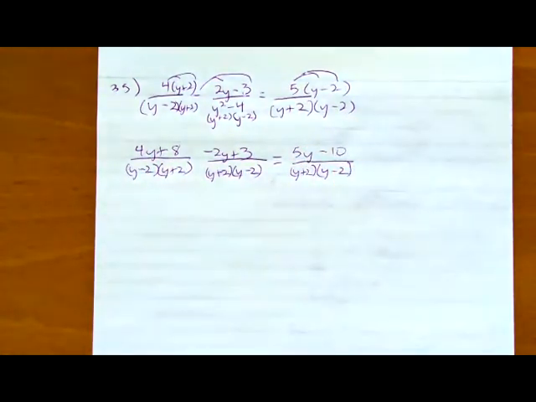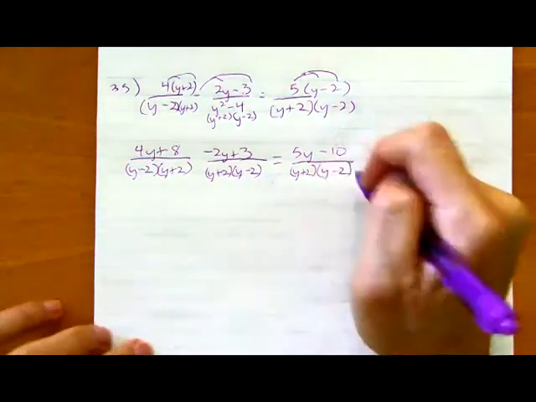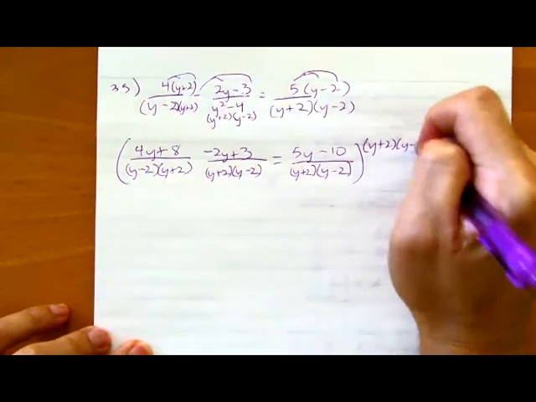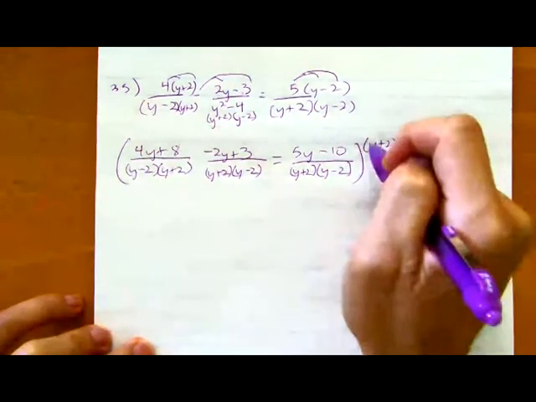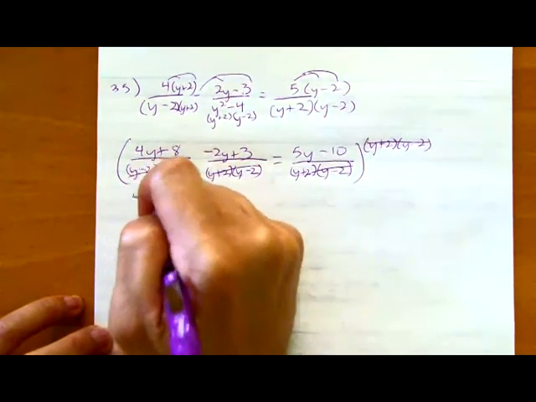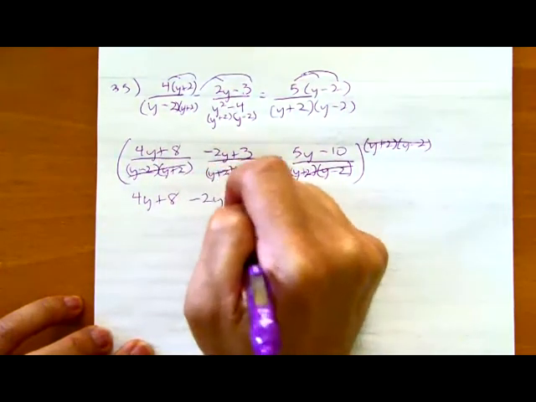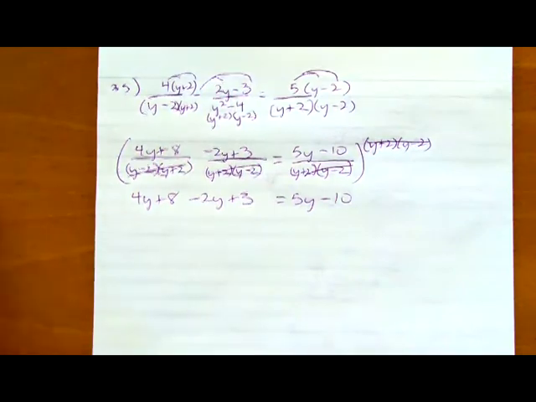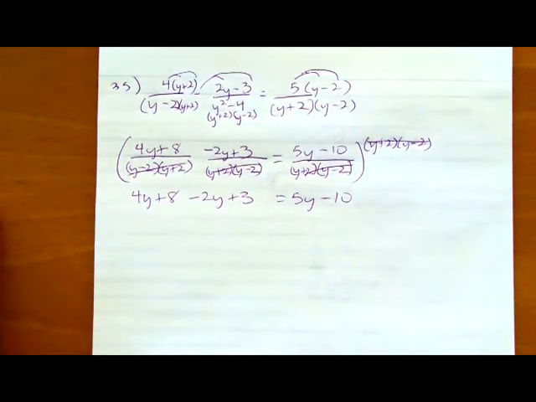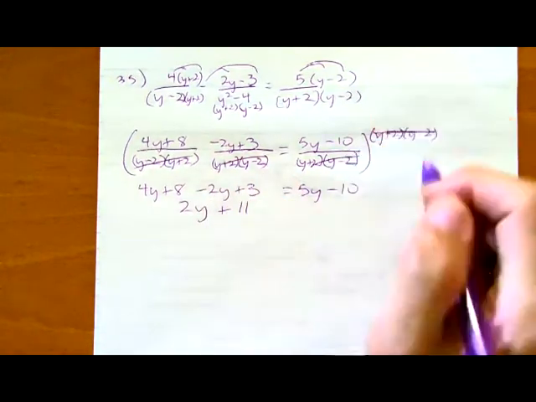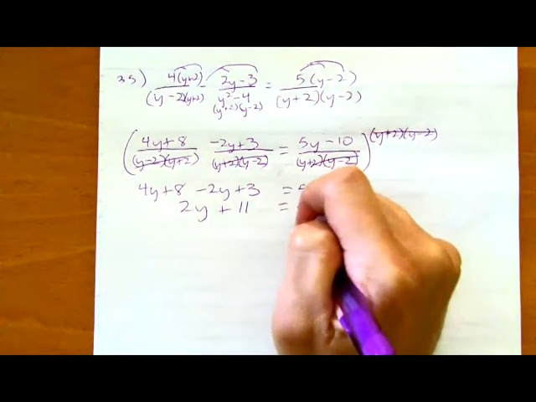Okay, all the denominators match. So we'll multiply everything by y plus 2 and y minus 2. That'll cancel all the denominators. 4y plus 8 minus 2y plus 3 equals 5y minus 10. Okay. Collect some terms, get y by itself. 2y plus 11 equals 5y minus 10.